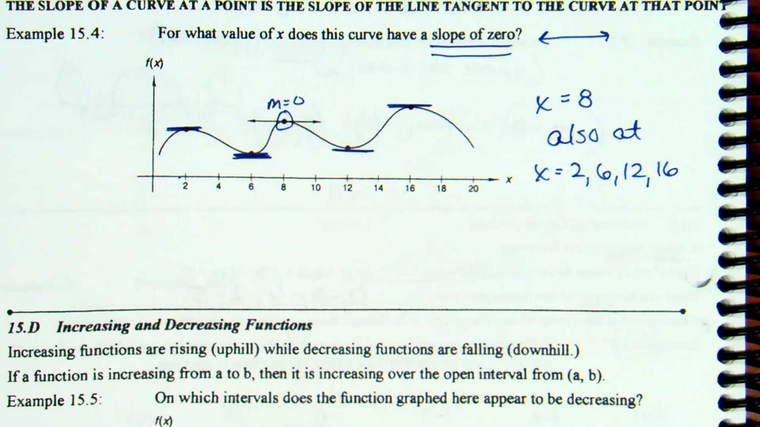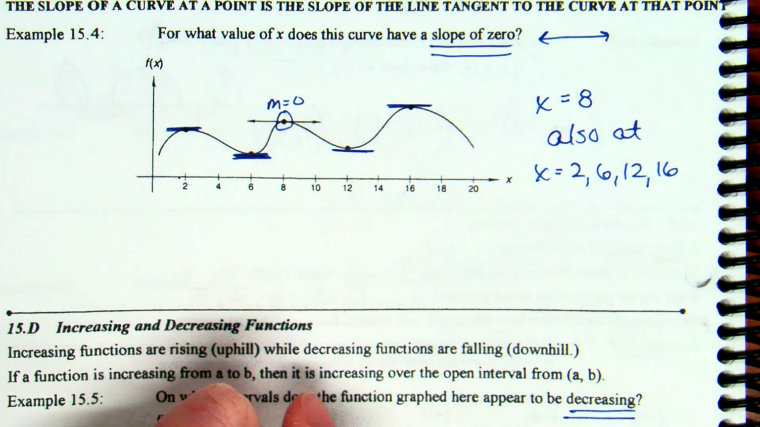Okay, so, increasing functions. If a portion of a function is increasing, it is rising uphill, kind of like a positive slope. If it's a decreasing function, it's falling downhill, like a negative slope. If a function is increasing from A to B, then it is increasing over the open interval from A to B. So we can talk about on what intervals a function is increasing or decreasing. This one says, on which intervals does the function graphed here appear to be decreasing?